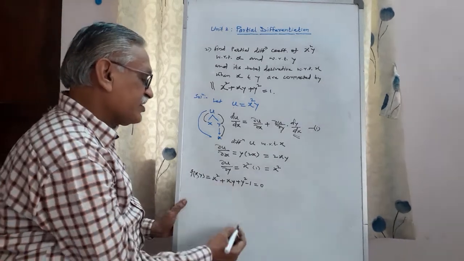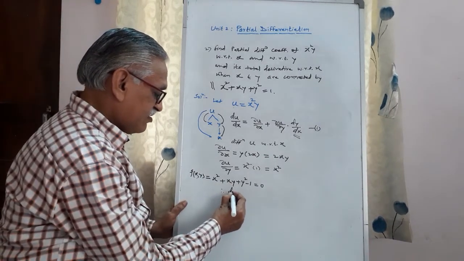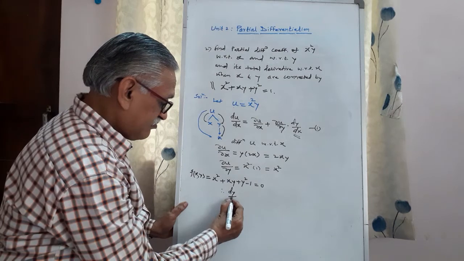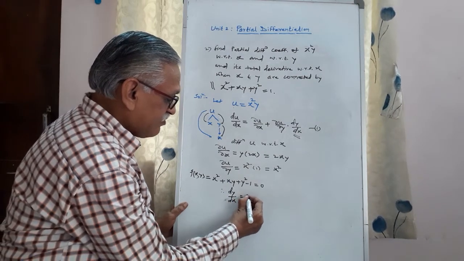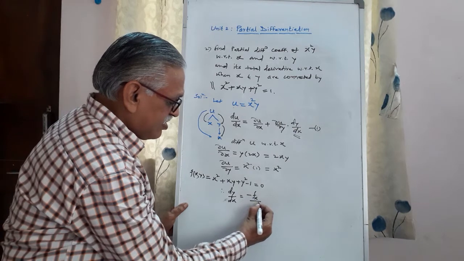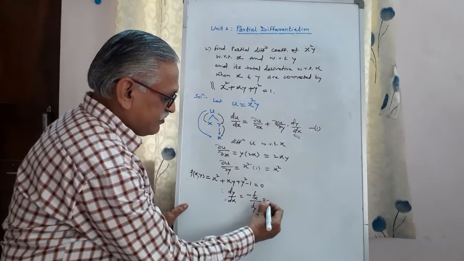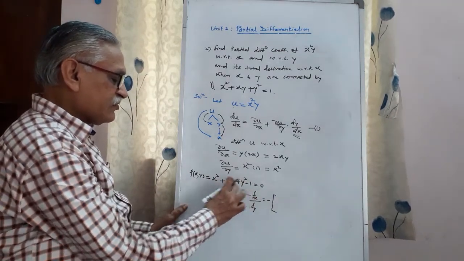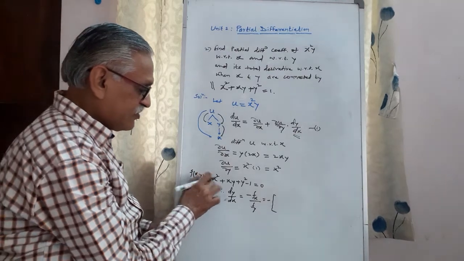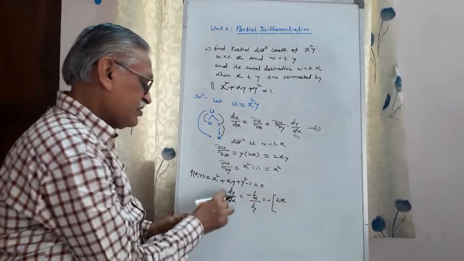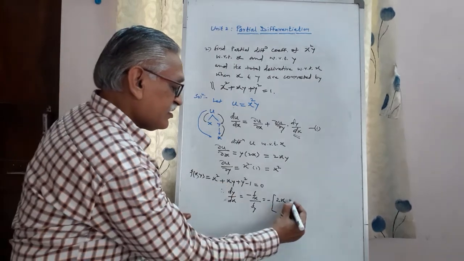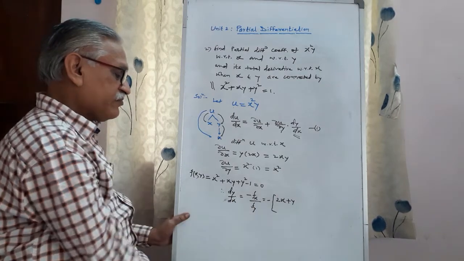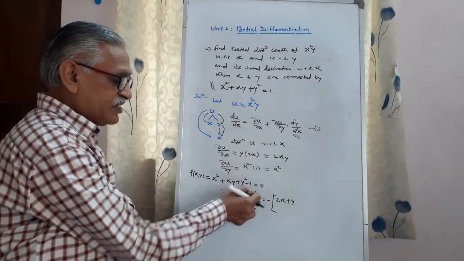And as it is an implicit relation, dy by dx is given by that result number 4, minus fx upon fy. Fx means partial derivative of f with respect to x. Therefore, I am differentiating this with respect to x, keeping y constant. Derivative of x square is 2x. Derivative of this term with respect to x, y is constant, derivative of x is 1, therefore it is y into 1, that is y. These two are constant terms, their derivative is 0.